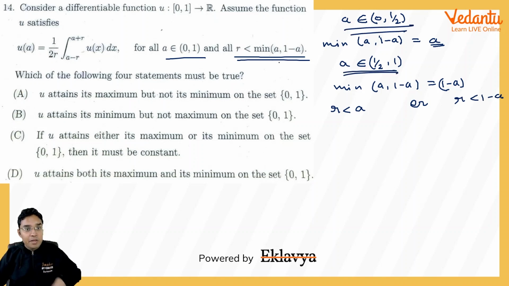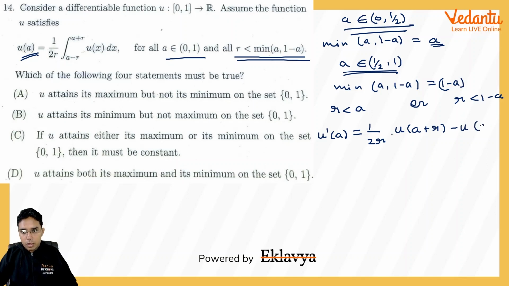Now, because we are given it's a differentiable function, and let us assume that we have taken some value of r, and this integration is with respect to x whose limits are a minus r to a plus r, and this function comes out to be in terms of a only. So if I do the differentiation using Newton-Leibniz rule, this u dash a will be 1 upon 2r into the differentiation of a plus r, which will be just 1, u(a plus r) minus u(a minus r).